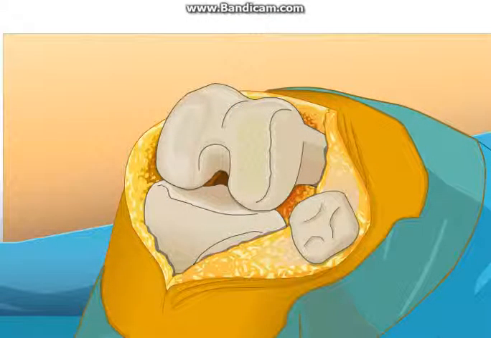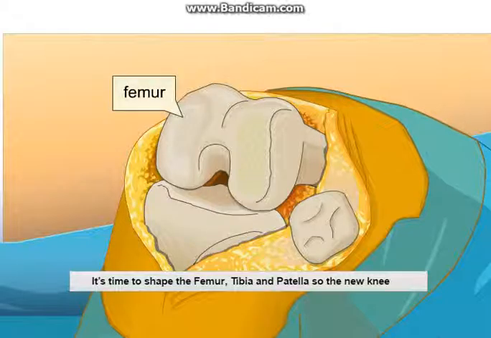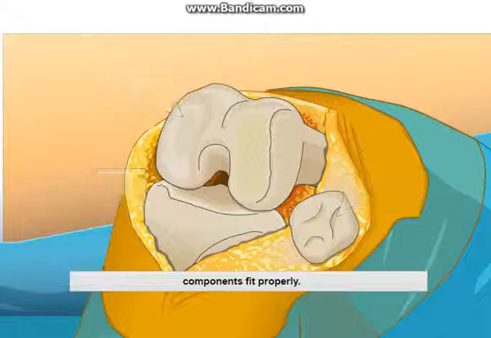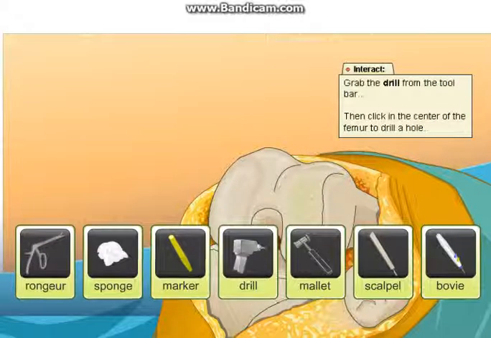Are you a good sculptor? It's time to shape the femur, tibia, and patella so the new knee components fit properly. A hole must be drilled inside the femur to set up the distal femoral cutting jig and alignment device.